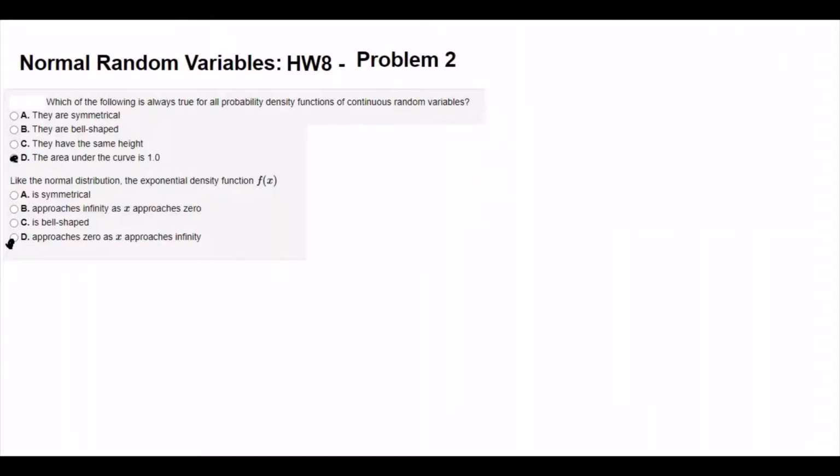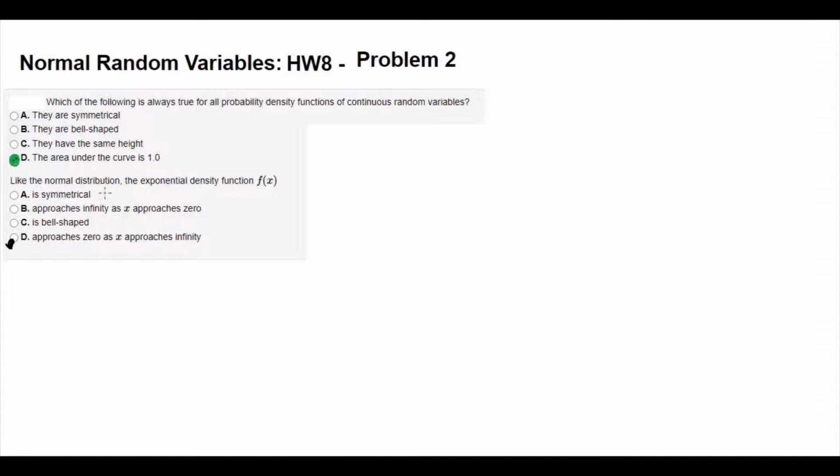Problem number 2. Which of the following is always true for all probability density functions of continuous random variables? They are symmetrical. They are not all symmetrical. Each continuous random variable has its own unique shape. They are bell-shaped. Normal distribution is bell-shaped, but not all of them. They have the same height. Not all have the same height. The area under the curve is 1. That is true because the area under the curve is the entire probability, and the entire probability is 1. So this is true.